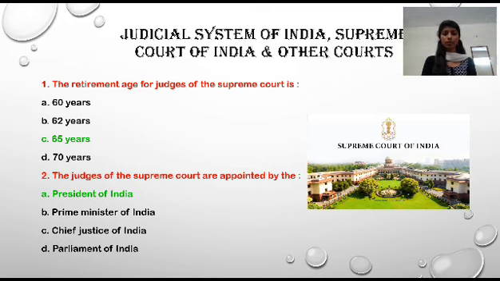And the next topic is the Judicial System of India, the Supreme Court of India and other courts. The first question is, the retirement age for judges of the Supreme Court is 60 years, 62 years, 65 years or 70 years. 65 years is the retirement age for judges of the Supreme Court. The second question is, the judges of the Supreme Court are appointed by. The options are the President of India, Prime Minister of India, Chief Justice of India and Parliament of India. The judges of the Supreme Court are appointed by the President of India.